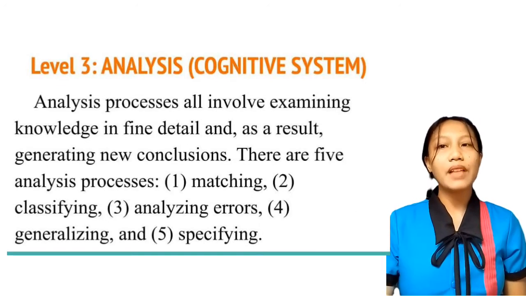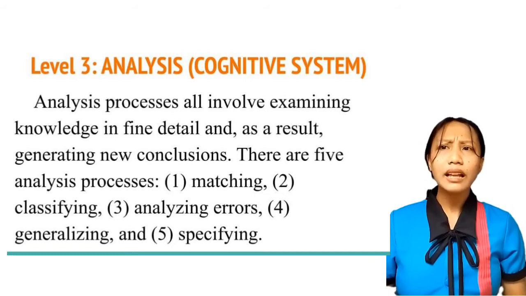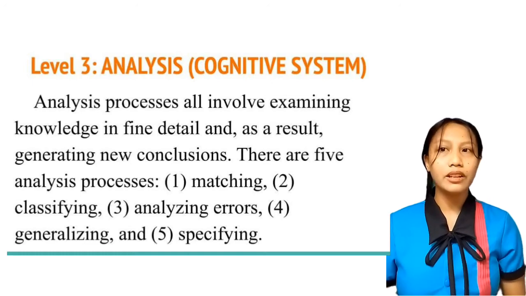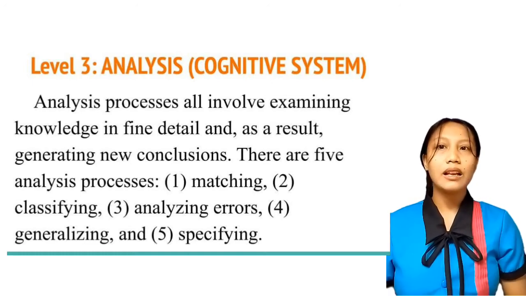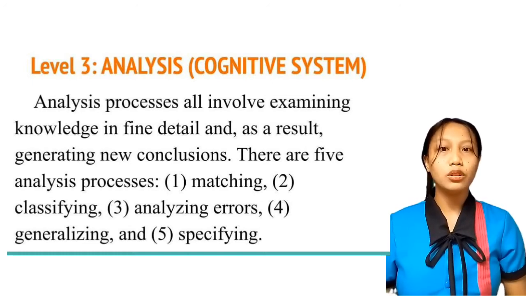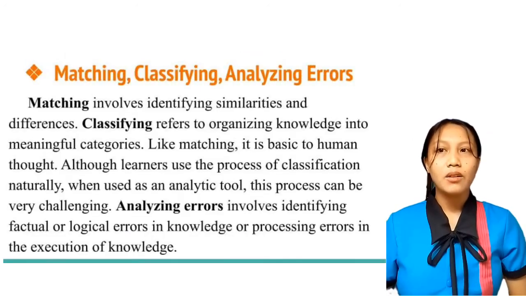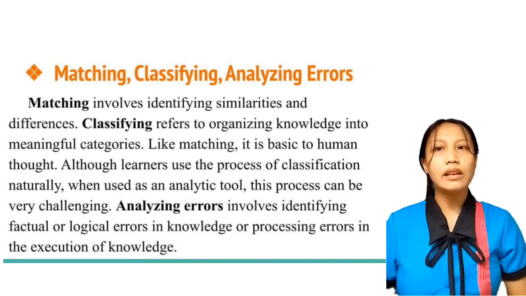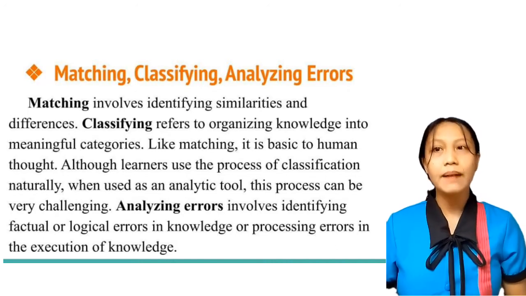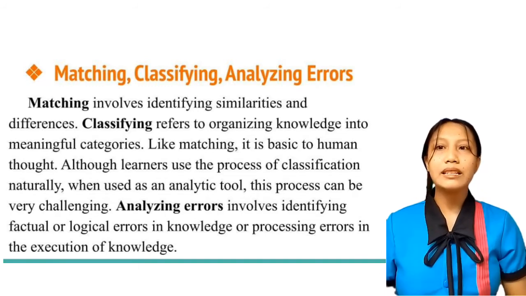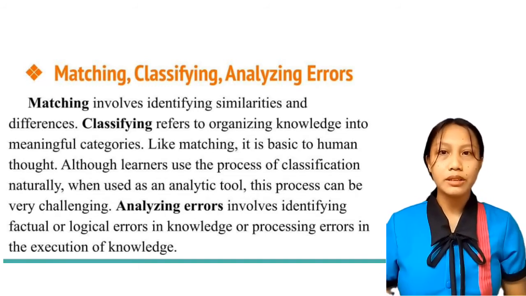Level three is analysis. Analysis processes all involve examining knowledge in fine detail, and as a result, generating new conclusions. There are five analysis processes. One is matching, which involves identifying similarities and differences. Classifying refers to organizing knowledge into meaningful categories.